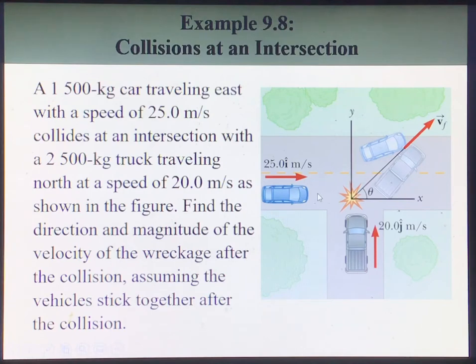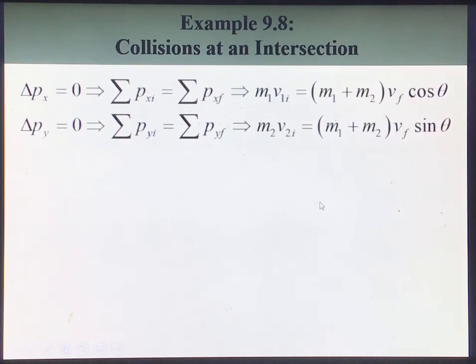So this picture illustrates what is going on. This is my m1, a car moving in this direction, and this is a truck, before. Then after the collision, the two vehicles get stuck together and move with some final velocity v final. I want to calculate my v final, and I also want to calculate my angle theta. When I set up my equations, I know that the change in momentum in the x direction has to be equal to 0, and the change in momentum in the y direction has to be equal to 0. So in the x direction, m1 v1 initial must be equal to m1 plus m2 times v final cosine of theta. And in the y direction, m2 v2 initial is equal to m1 plus m2 times v final sine of theta.